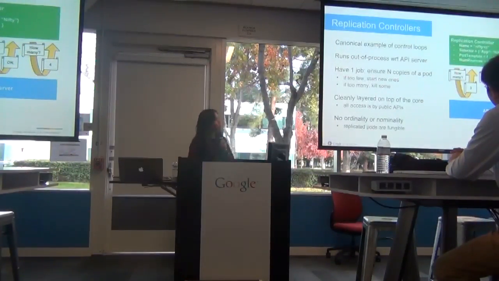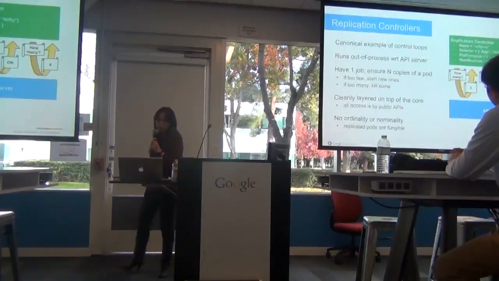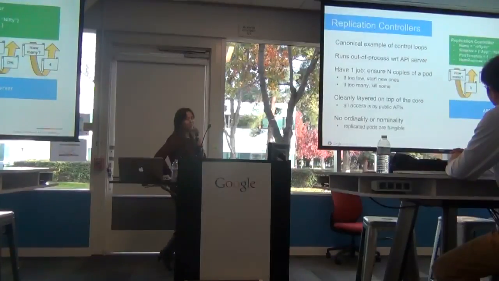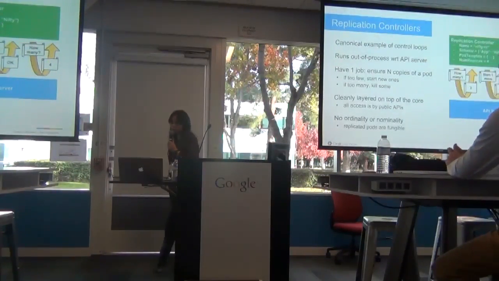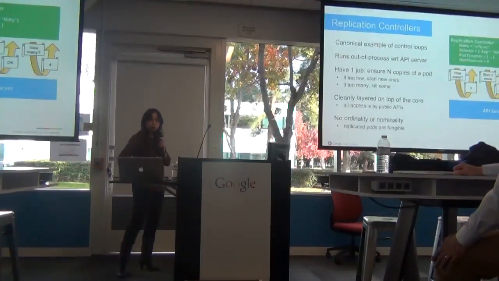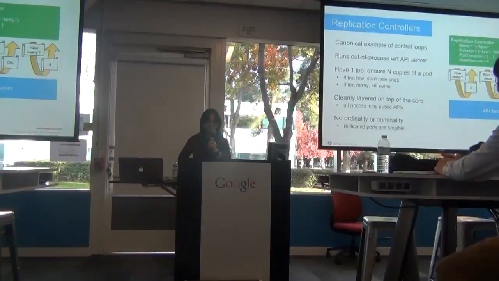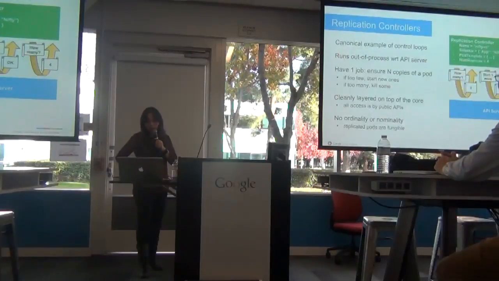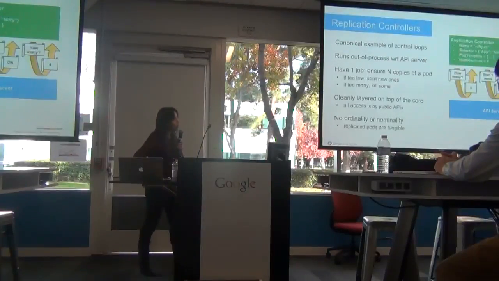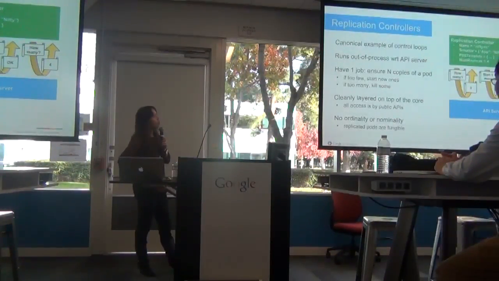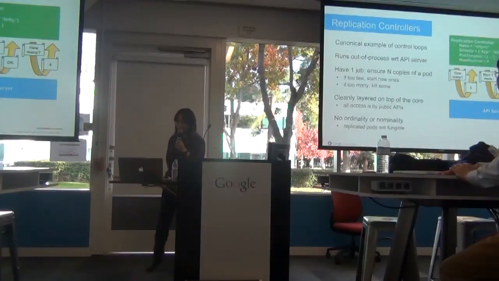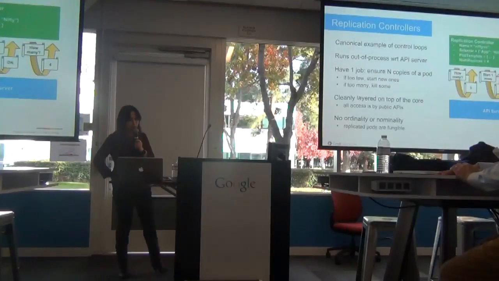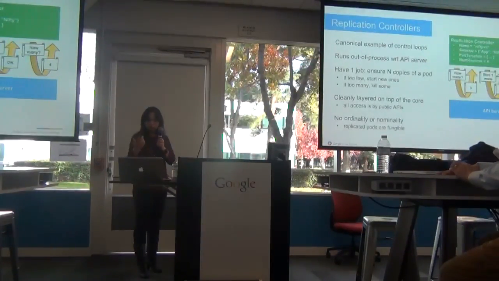Okay, here is one example of a controller, the replication controller. This is the canonical example of the control loop. This is the only mature control loop we currently support at this moment. This control loop runs as a separate process. Currently it's on the same master node, but it's not the same process. This controller has only one job: just ensure the number of replicas the user desired is met. If there are not enough, then we just start new ones. And if there are too many, then we kill something. So this is very simple. I'll give you some examples later.